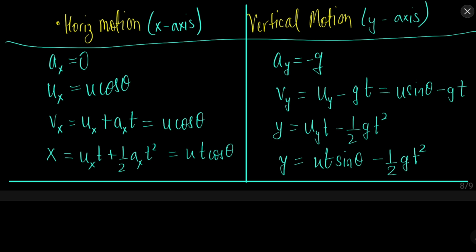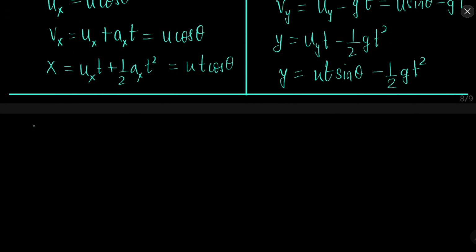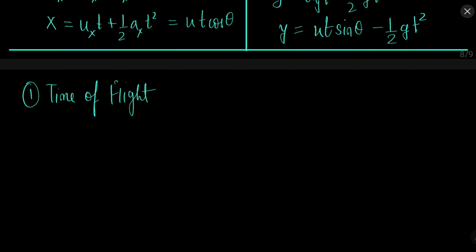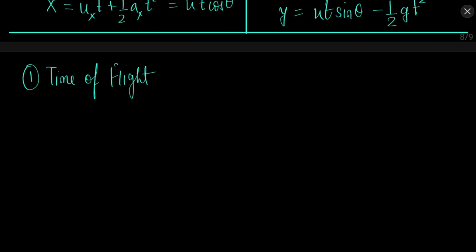The formulas include the time of flight. Okay, the first is the time of flight. So this tells us about the amount of time the object is in the air. Now you can find the time of flight using the equation y equal to ut sin theta minus half gt square.